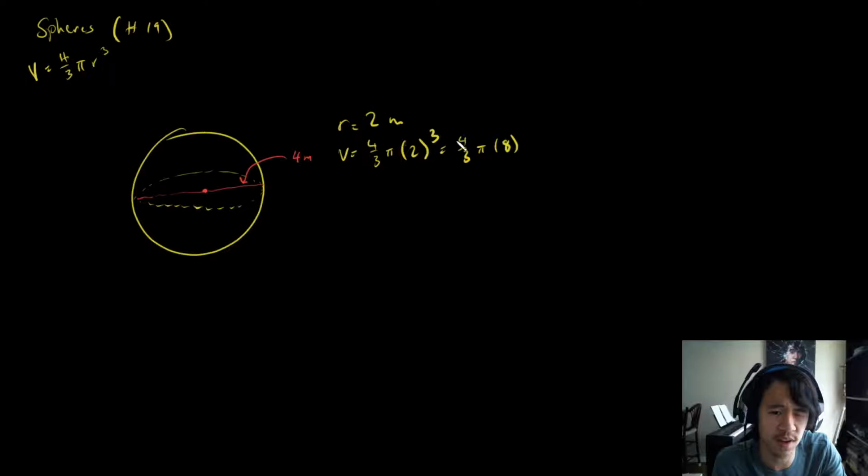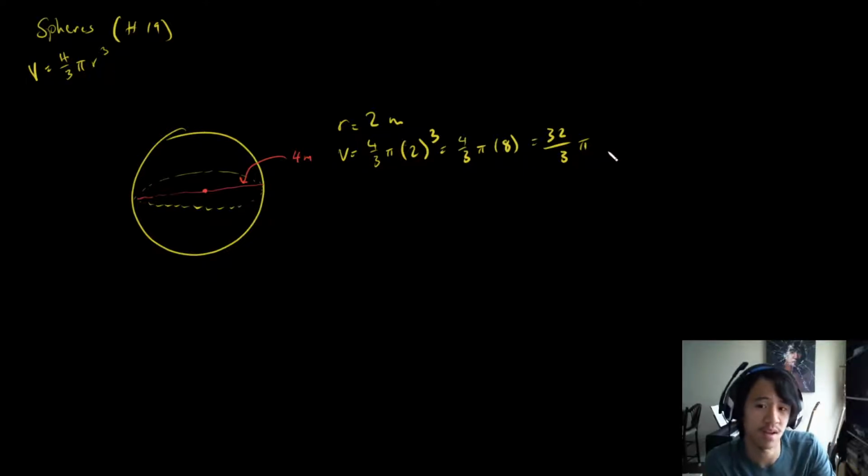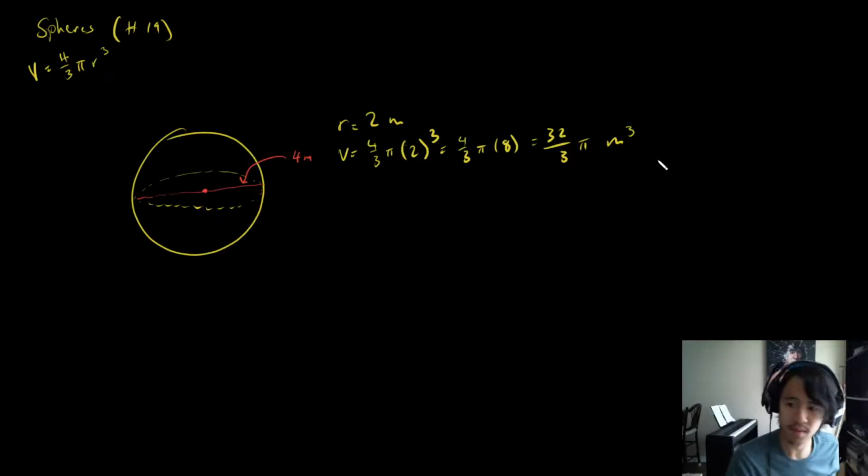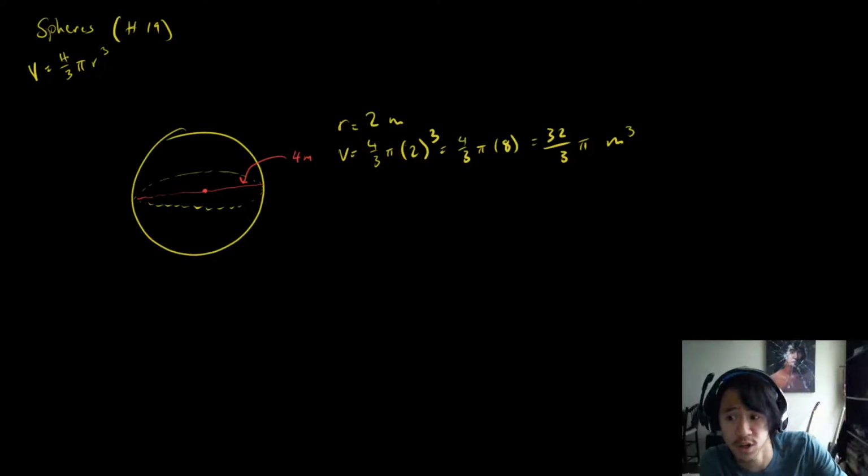So now we just multiply this out. 4 times 8 is 32, so we have 32/3 pi. And you know what? I'm just going to leave it like this because it looks great. And this is going to be meters cubed. So that is how to find the volume of a sphere. Let's go ahead and go to the next question.